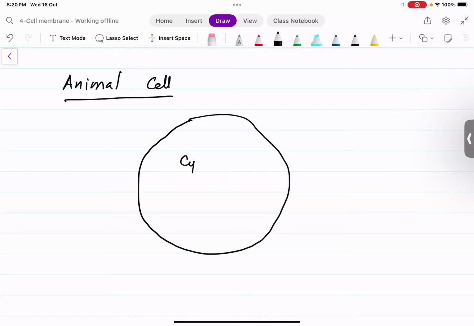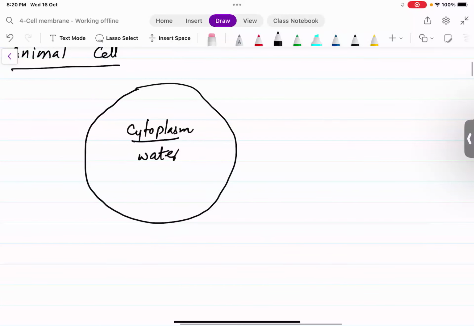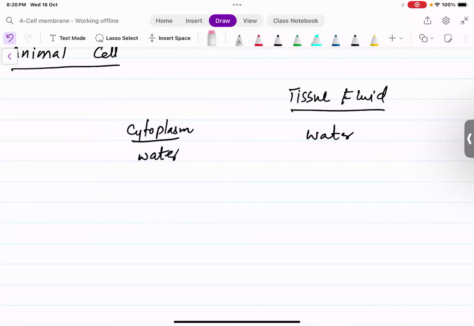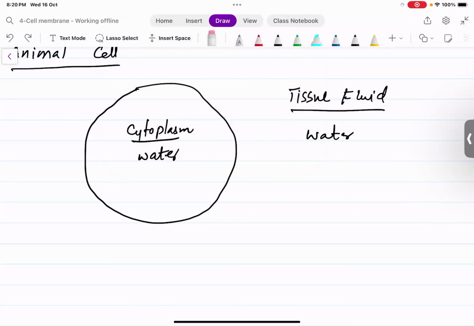This has cytoplasm on the inside, which contains the main solvent as water, and outside of this animal cell there is tissue fluid. The main component of the tissue fluid is again water. So there is water on the inside of this cell, and there is water on the outside of the cell, and this membrane is made up of phospholipid molecules. So how could these phospholipids arrange themselves in this cell membrane, if there is water on the inside and water on the outside?